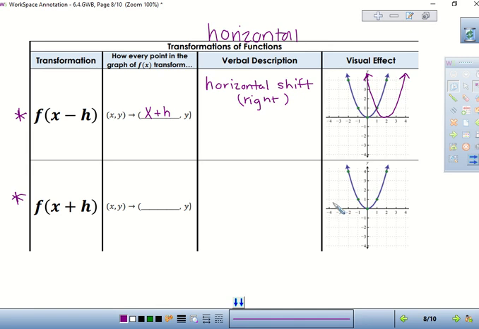And there is a reason for that. I can kind of explain at the end. I don't want to like overwhelm you right now. So what do you think this one's going to be? Horizontal shift to the left. Good. Good job.